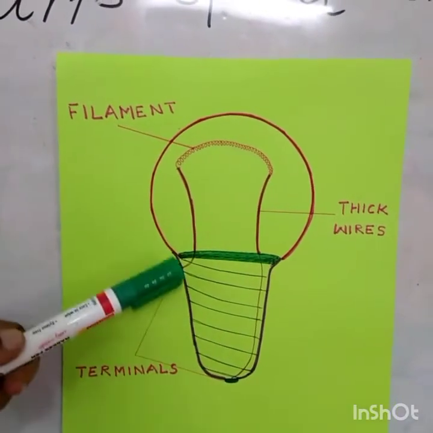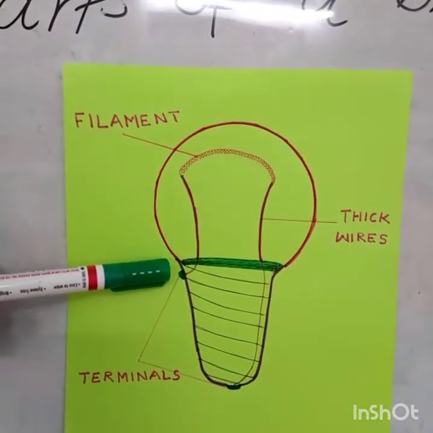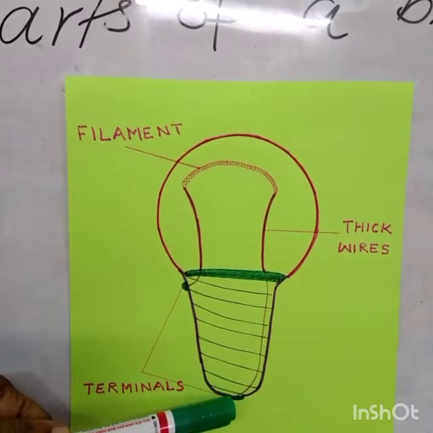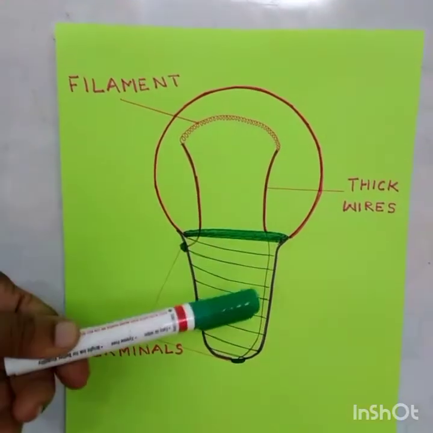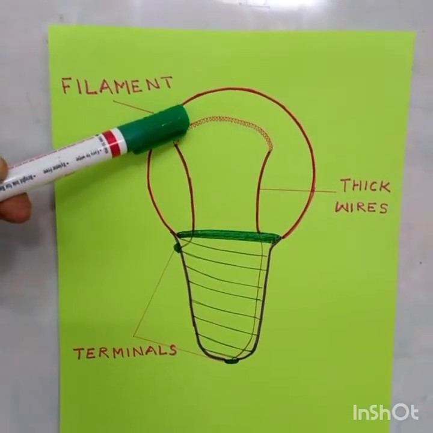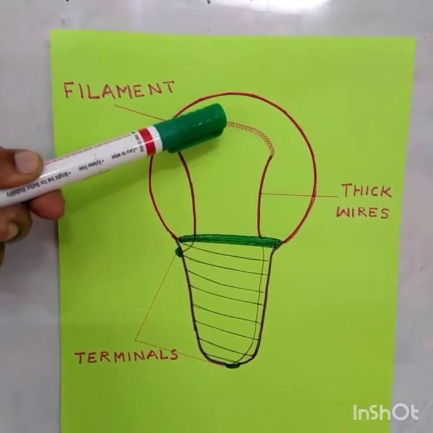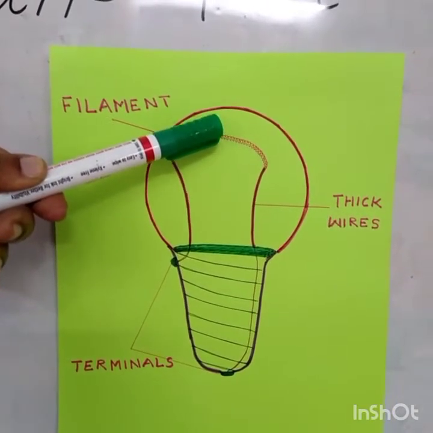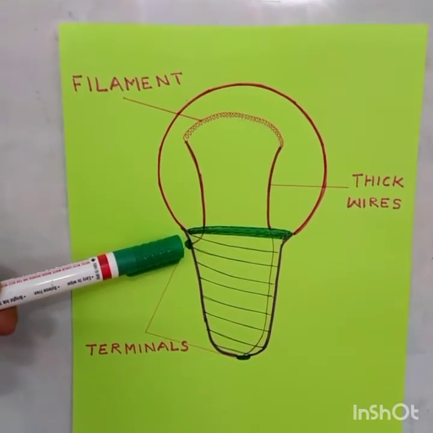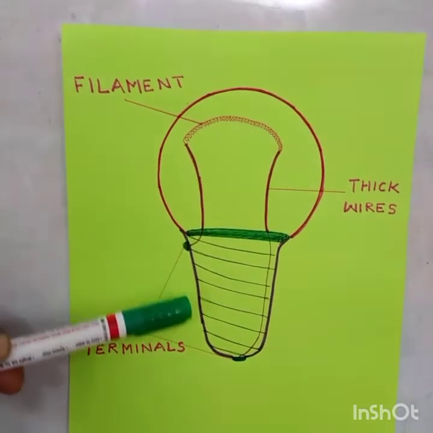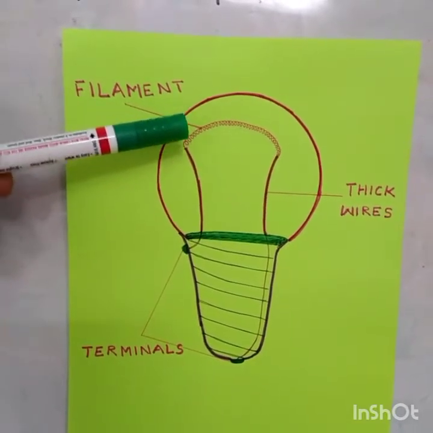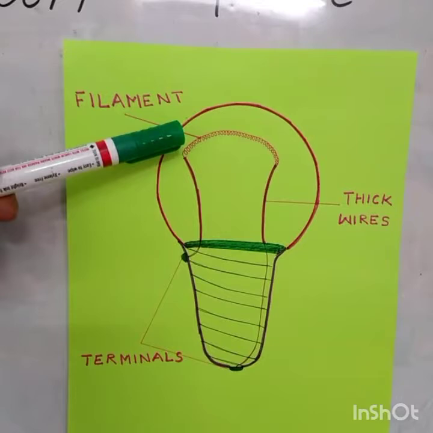So a bulb also has two terminals. One is at the edge of the metallic case. The second terminal is at the base of the metallic case. When current flows through the thick wire and finally flows through the filament, the filament gets heated and light is produced, and the current comes out through the second terminal at the edge of the metallic case. This is how a bulb works. Right, now let us see how we can make a circuit with a bulb and a cell.